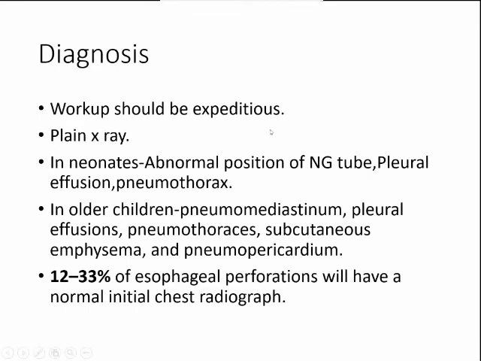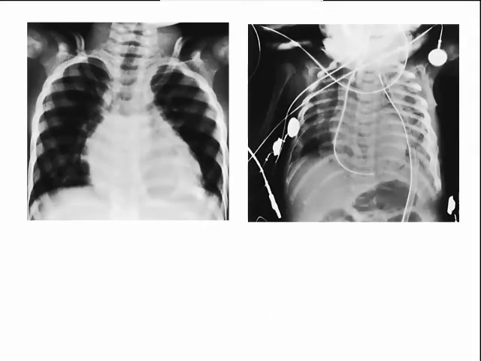In case of older children, they can present with pneumomediastinum, pleural effusions, pneumothoraces, even subcutaneous emphysema over the neck, and also even pneumopericardium. But the important thing to understand is that almost 12 to 33% of the esophageal perforations initially will have a normal initial chest radiograph. So we must be cautious about this fact, and we shouldn't miss any perforations. Again, in the first X-ray you can see that air is tracking into the superior mediastinal area. You can see air outside the esophageal region also. So these are the signs of esophageal perforations in the chest X-ray.